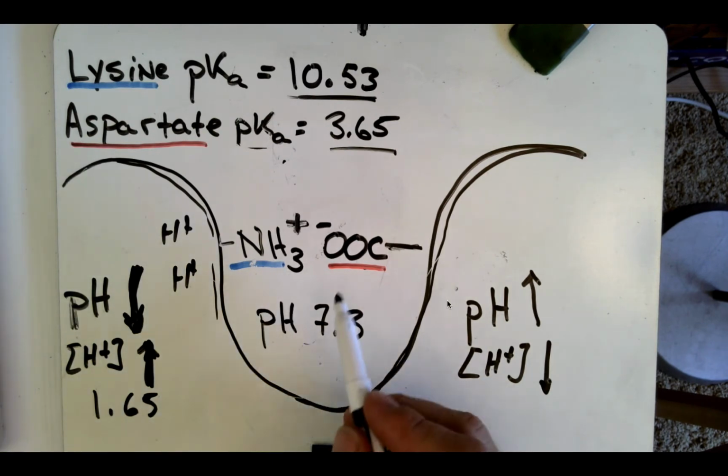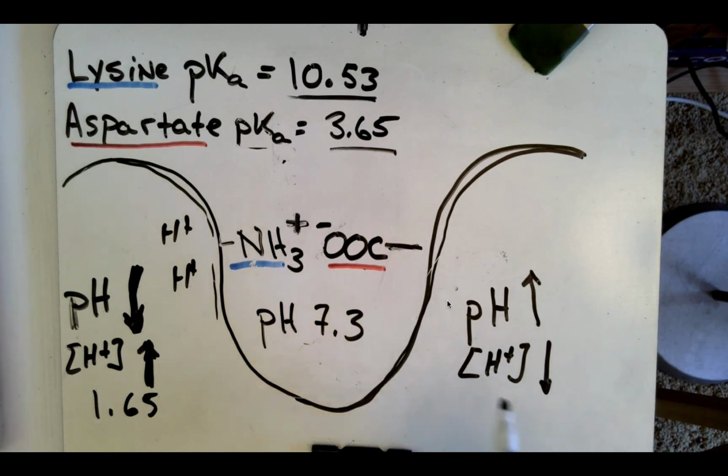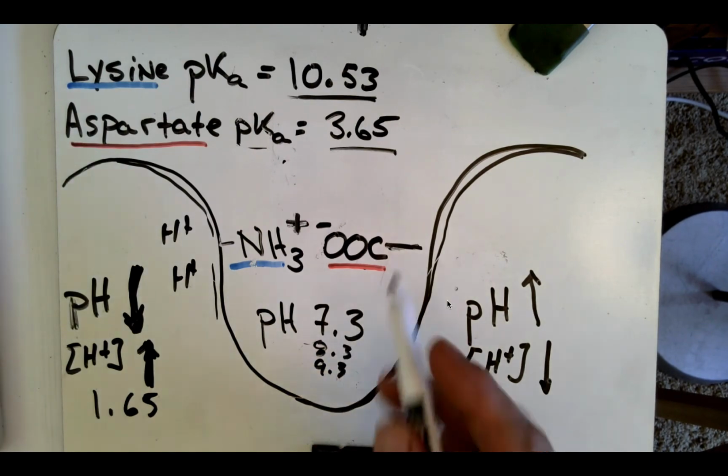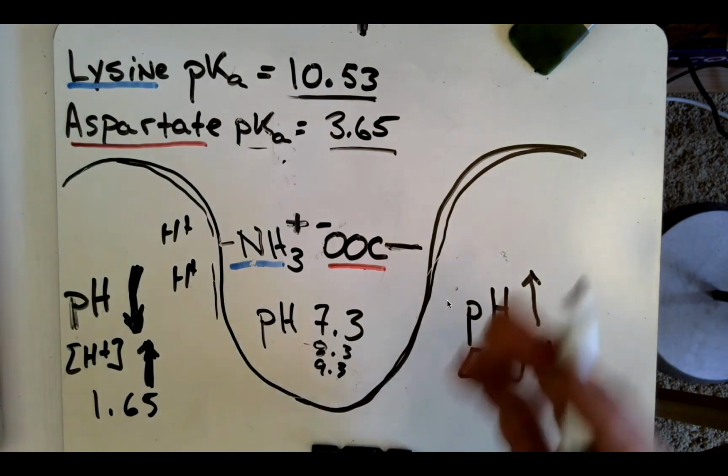Beautiful. But now, let's keep going. Let's keep increasing that pH. So now that we go to 8.3, and then we go to 9.3, as we do that, we're taking away protons, taking away protons, taking away protons.